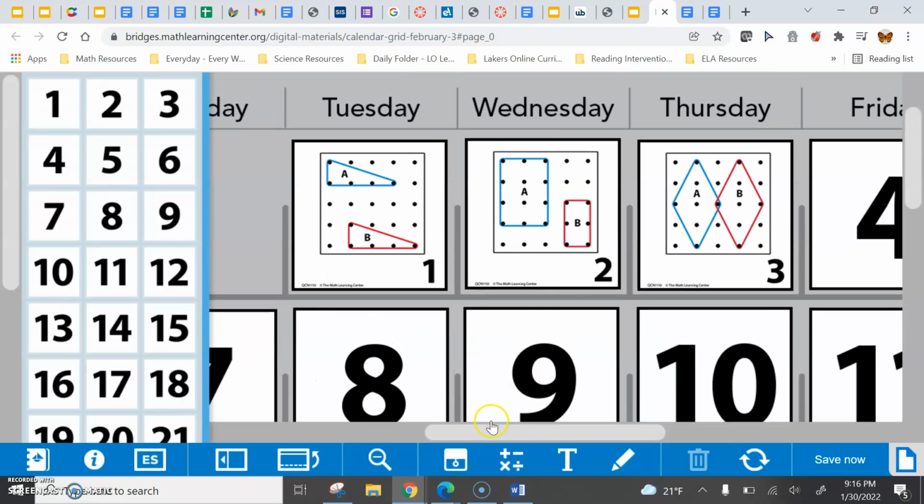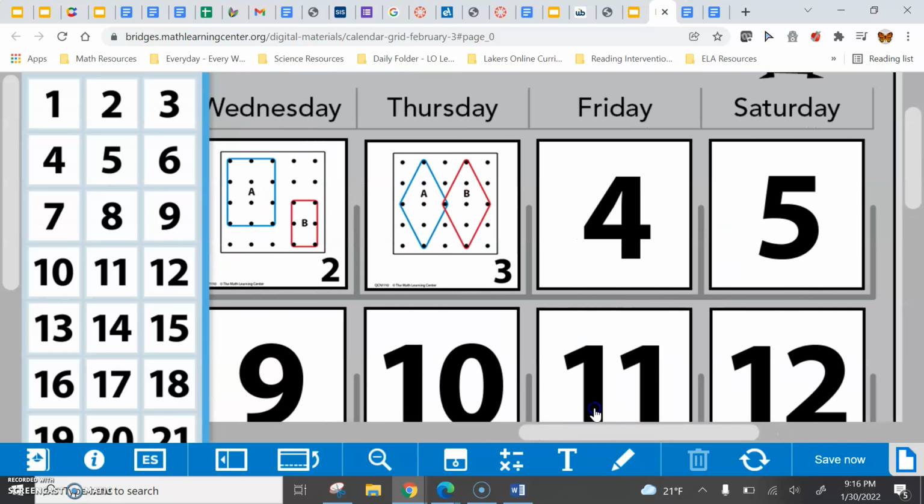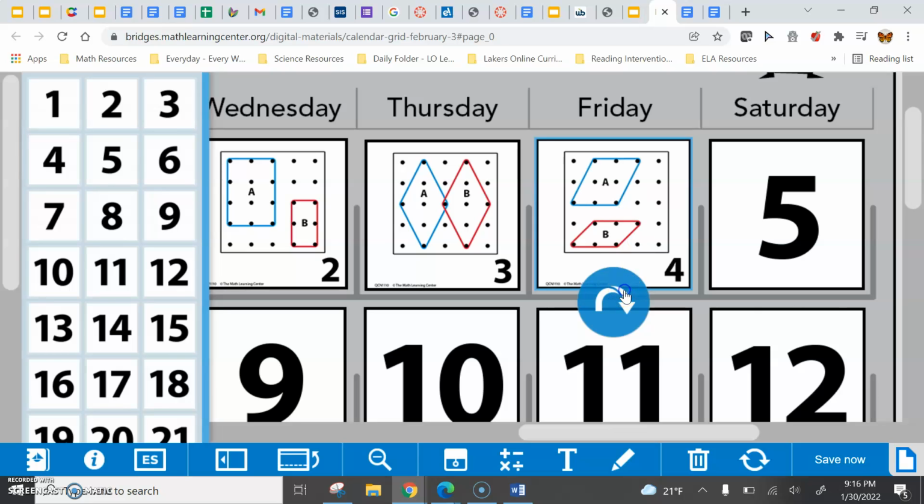We've been talking about those congruent shapes. Let's find out what we have today. Wow. We have two rhombuses.